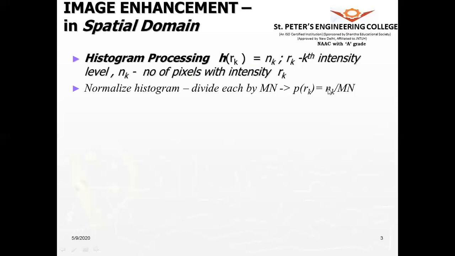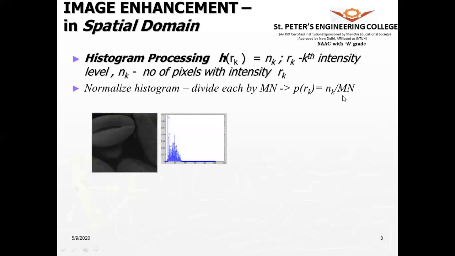So nk is the number of pixels having the kth intensity, and MN is the total number of rows and columns. Therefore, this gives us the probability of that intensity value. So the histogram looks more like the graph that you can obtain by plotting the probability.